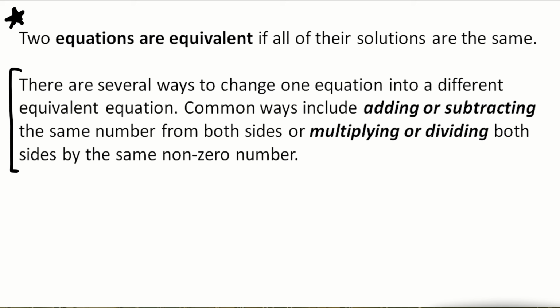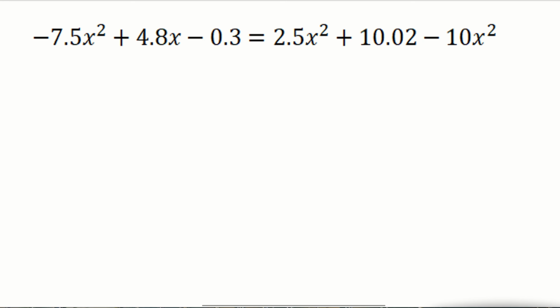Common ways include adding or subtracting the same number from both sides, or multiplying or dividing both sides by the same non-zero number. And this keeps coming up. Let's keep thinking about that. We want to make sure that we're dividing by non-zero numbers, because if we ever divide by zero, remember we get something that's undefined.